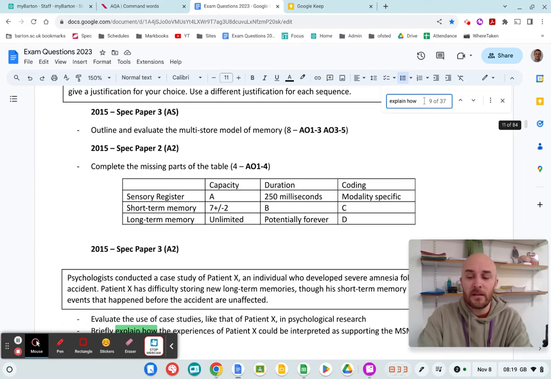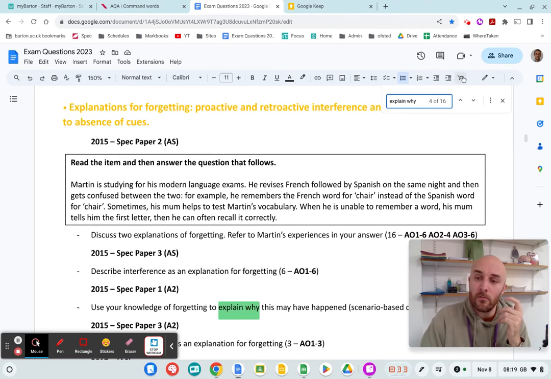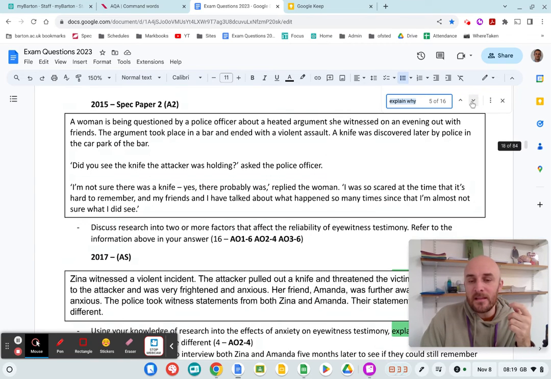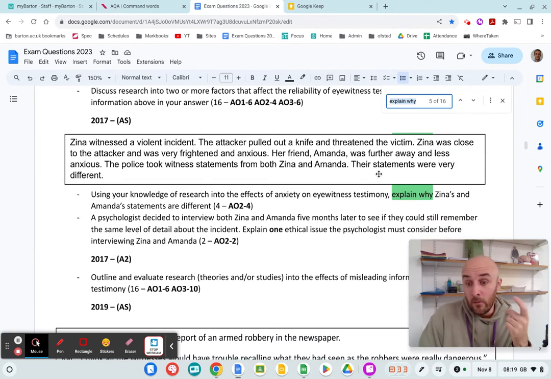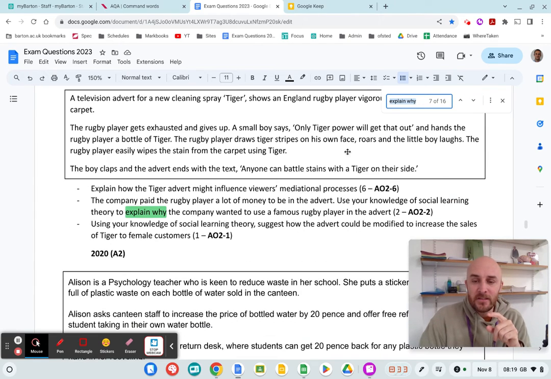The other one that's really tricky, which students really do struggle with, and there's actually quite a lot of this in research methods, is "explain why." Now, explain why is going to be linked to AO2 as well. For example: using your knowledge of research into the effects of anxiety, explain why Xena and Amanda's statements are different. So explain why is linking more to explanations. That's really key to note, by the way.